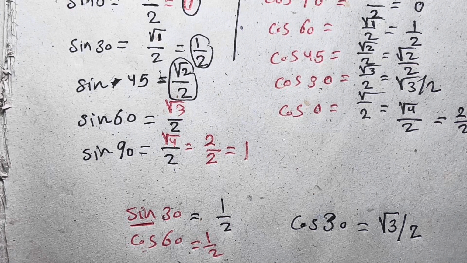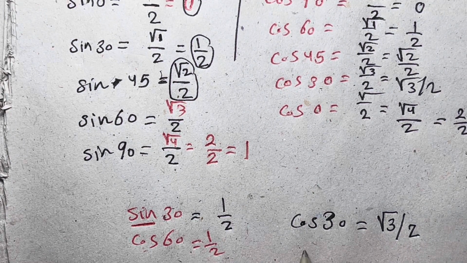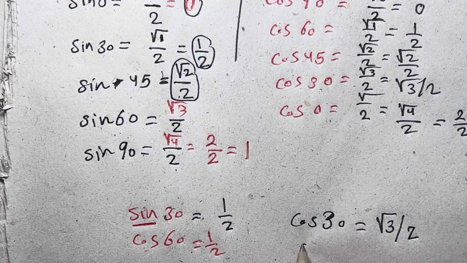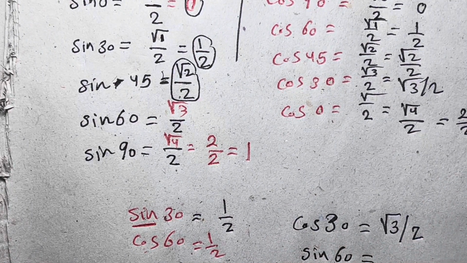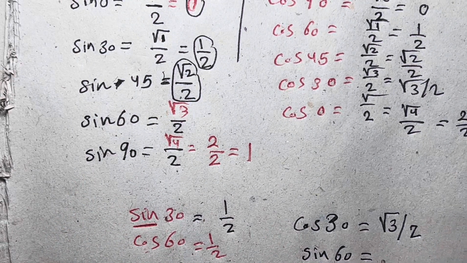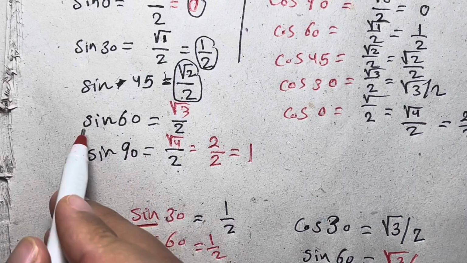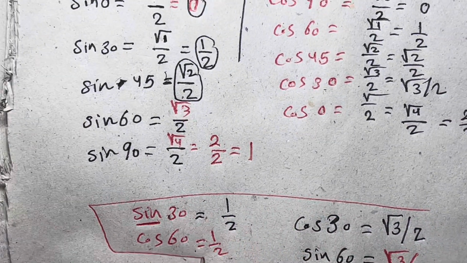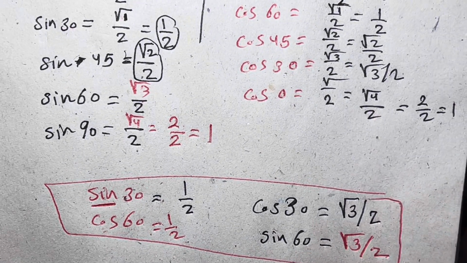This one is very important for you. And also, if you go for sine 60 here, it will be the same as cosine 30. So the sine and the cosine for 30 and 60 are opposite each other.